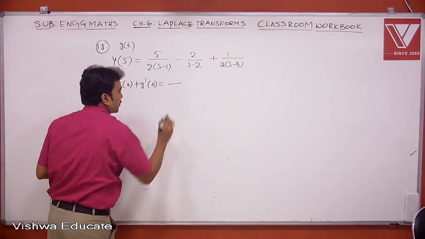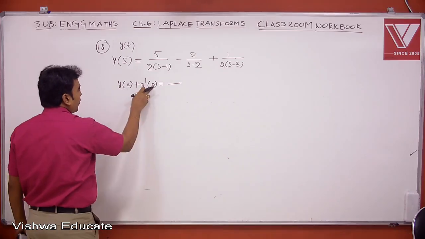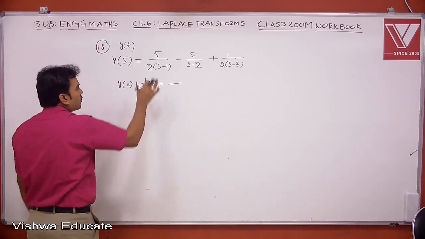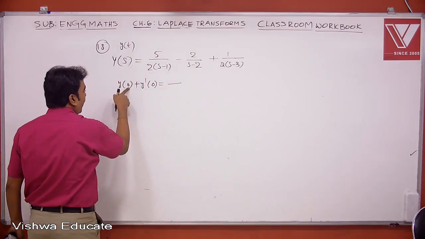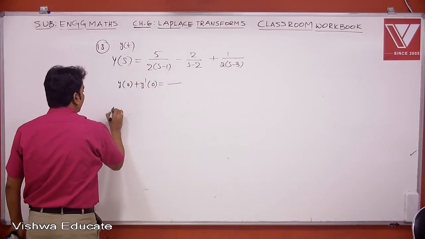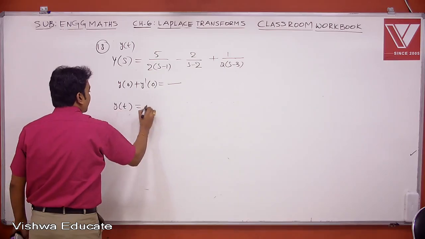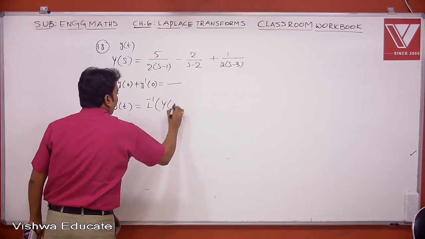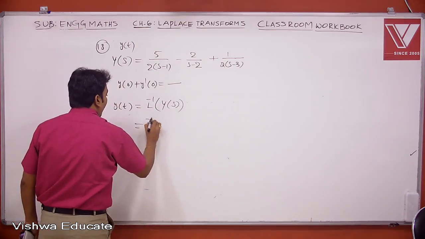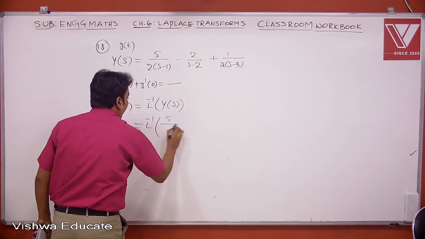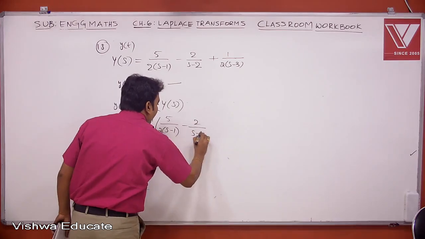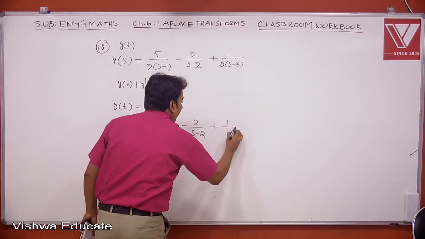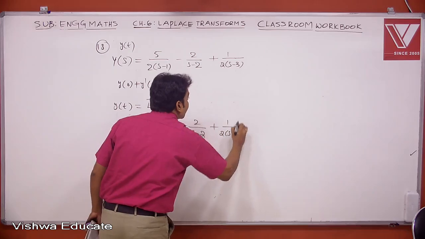So it's a blank question. So small y of 0 plus y dash of 0 is required. So let us find the inverse Laplace of this. We get y of t. After that we can proceed to y of 0 and y dash of 0. So therefore this y of t is L inverse of capital Y of s. So L inverse of this is 5 by 2 into (s minus 1) minus 2 by (s minus 2) plus 1 by 2 into (s minus 3).